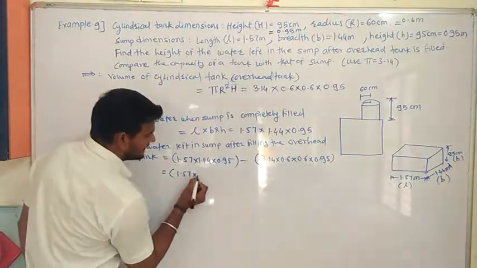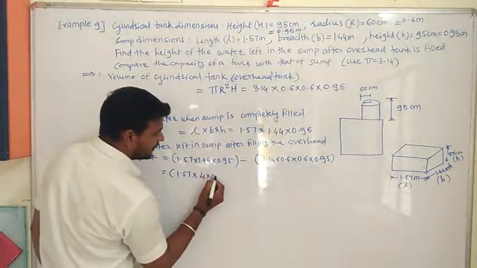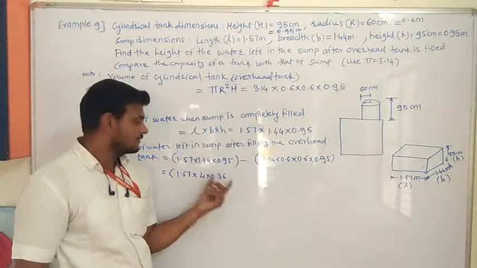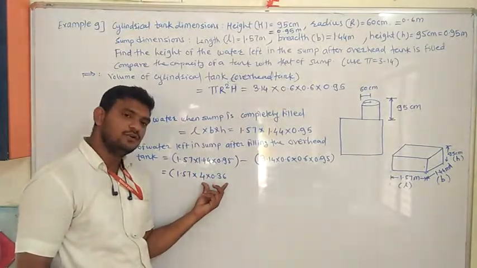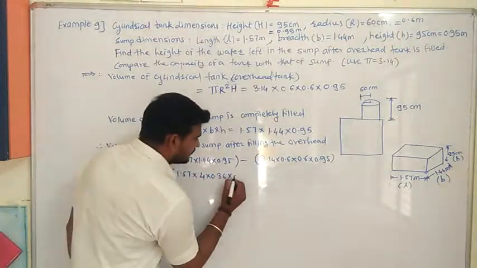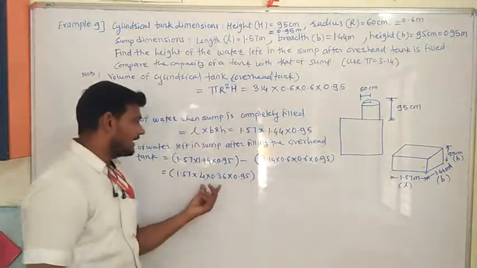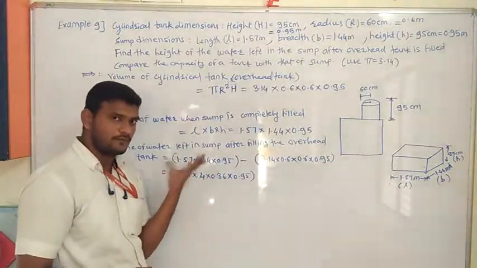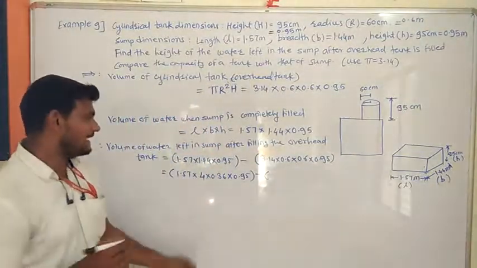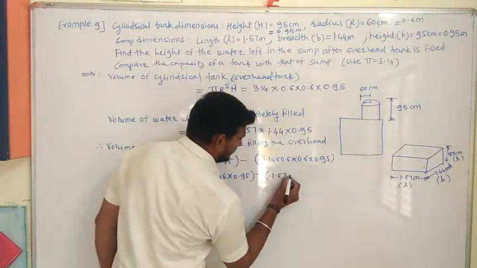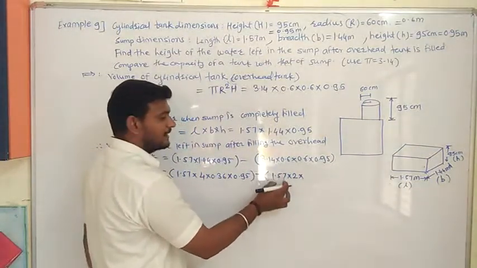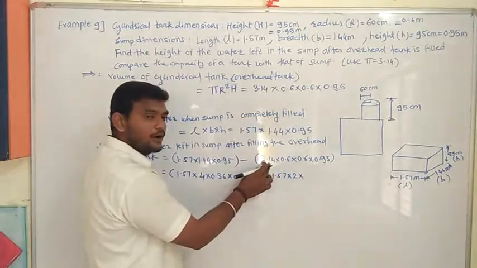This 1.57 put as it is. 1.44 can also be written as 4 into 0.36. 4 into 0.36 is nothing but 1.44, into 0.95. Here 4 and 0.36 are the factors of 1.44 only, minus 3.14. 3.14 can also be written as 1.57 into 2. 1.57 into 2 is nothing but 3.14. Here 1.57 and 2 are the factors of 3.14.